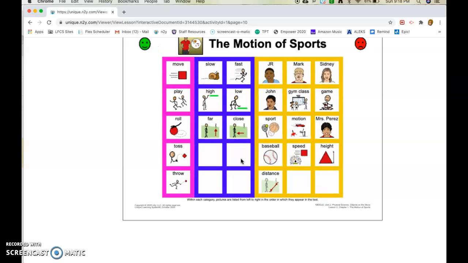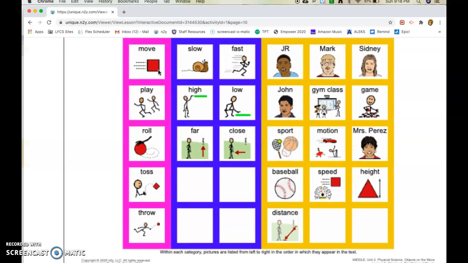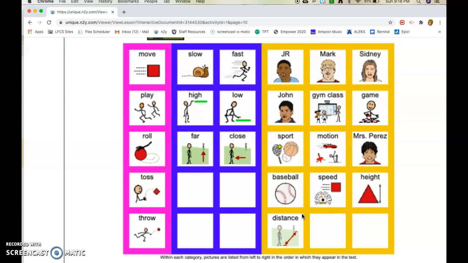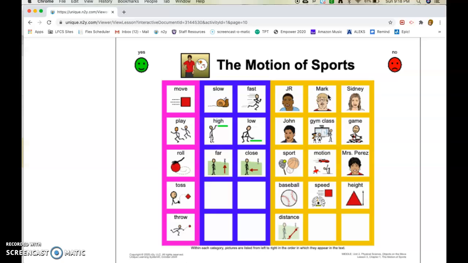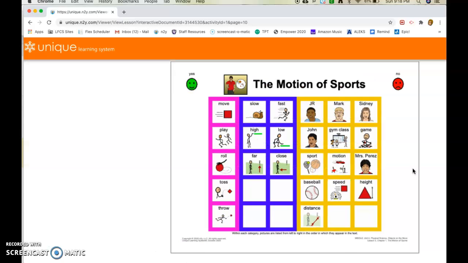Okay, these pictures help us with this story that we just talked about, talking about moving, playing, rolling, tossing, and throwing. These are all the verbs that we talked about, actions, right? And then these are some describing words: slow and fast, high and low, far and close. These are some nouns in our story and other important things. So Mark and Sydney, and John and Mrs. Perez. So these are some people in our story. We were talking about gym class. They're playing a game, talking about sports, talking about motion, baseball, speed, height, and distance. So these are all things. After all those pages, we discussed all of these things in just those few pages.